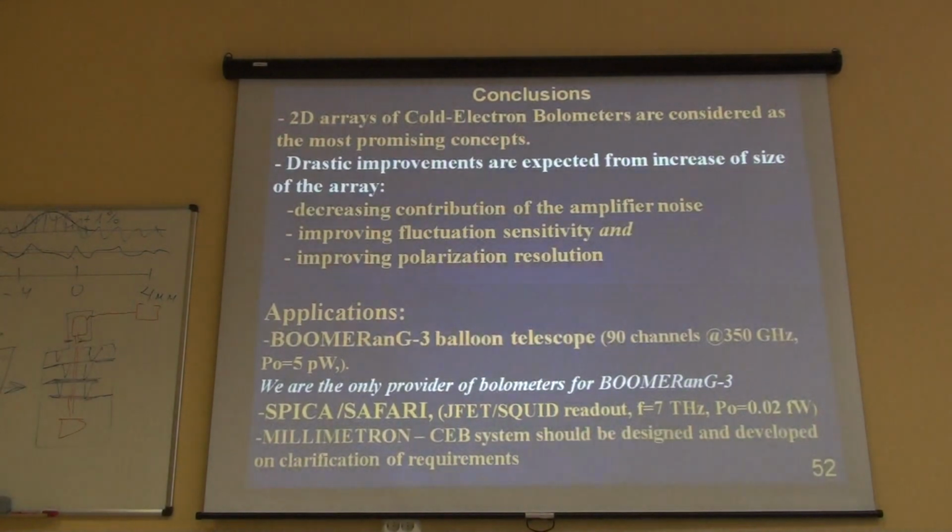So, finally, in conclusion, we are moving to a larger scale of array, and we expect a decreased contribution of the amplifier noise. This is one of the main technical goals, and very important. Improving fluctuation sensitivity, its final parameter for observation, delta t, and improving polarization resolution due to high scale, which today was confirmed by simulation of Stanislav. Some applications for Boomerang, for Spike, and so on. And maybe also we can include Olymp. So that's all about this part.